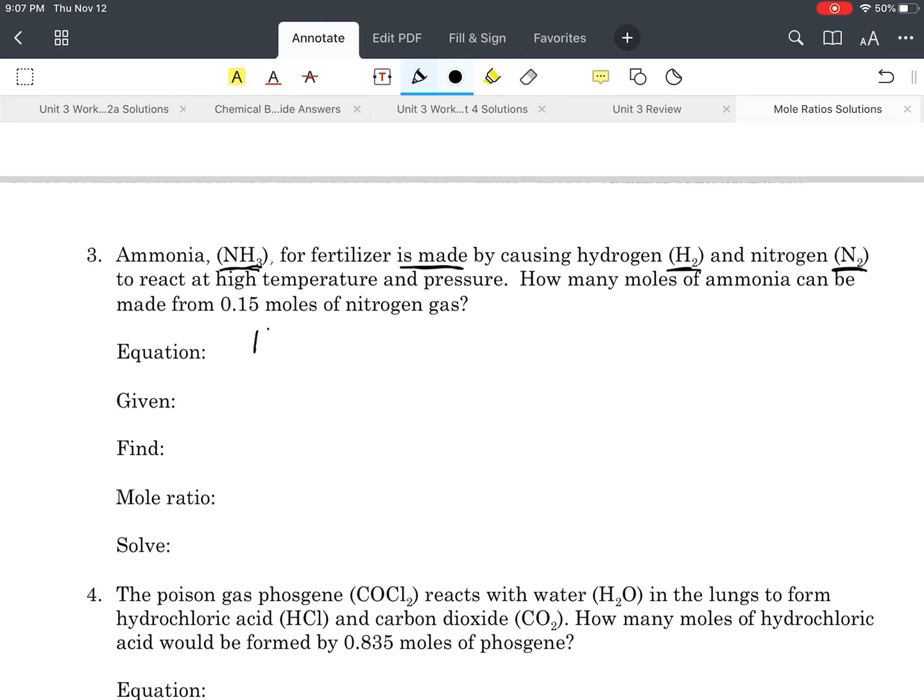So the equation here is going to be H2 plus N2 reacts, because is made, so what is made? It's NH3 is made. And once again, this isn't balanced. You have two hydrogens on the left side, three hydrogens on the right side. You have two nitrogens on the left side, and you have one nitrogen on the right side. And so once again, that's not balanced, but that's not the point of this video.